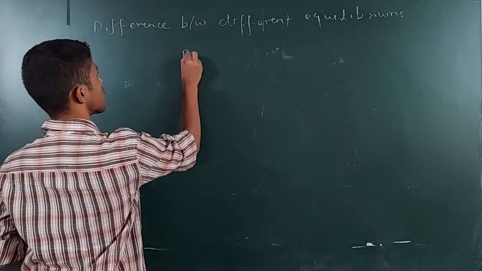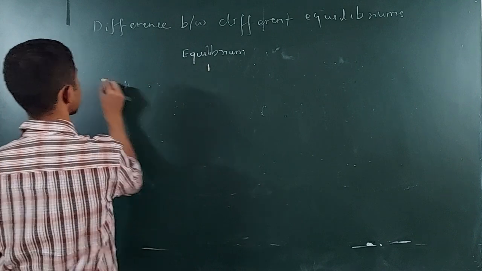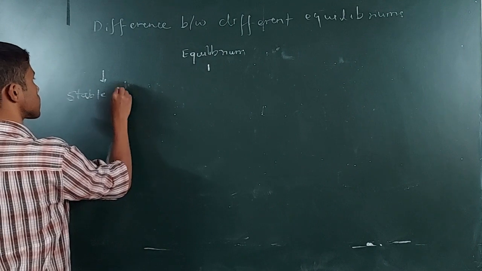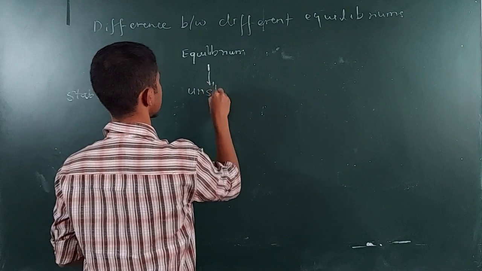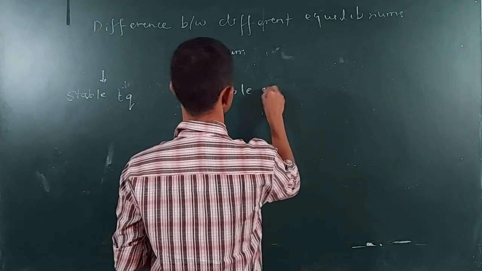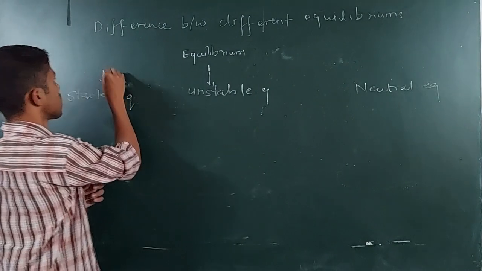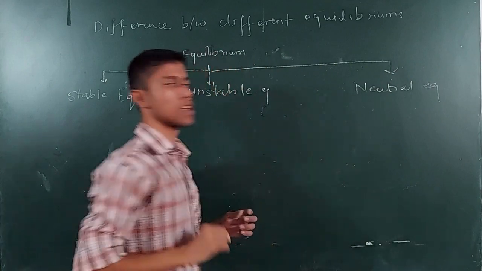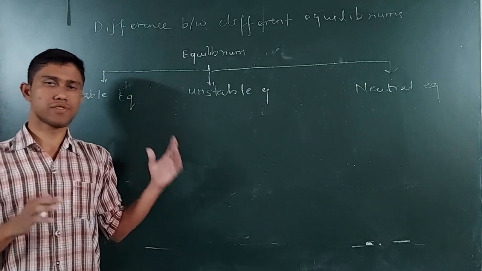So equilibrium can be stable equilibrium, it can be unstable equilibrium, and it can be neutral equilibrium. Okay, so these are the three types of equilibrium we know.